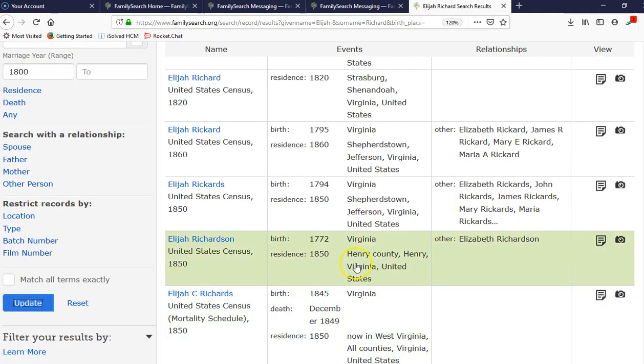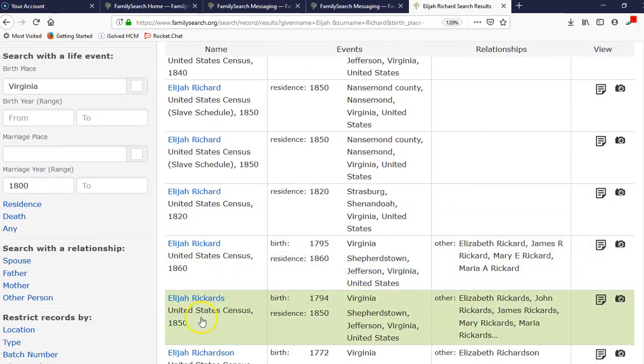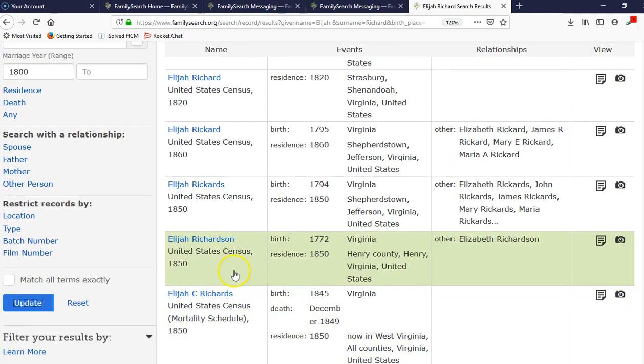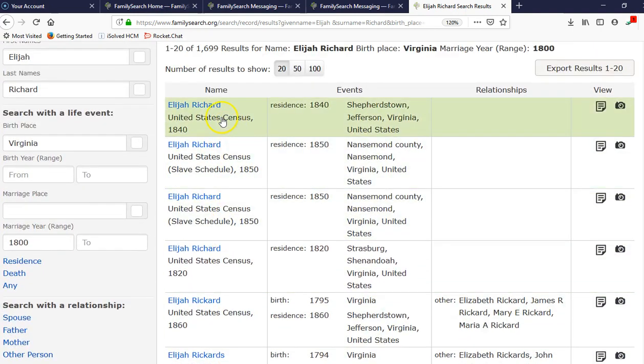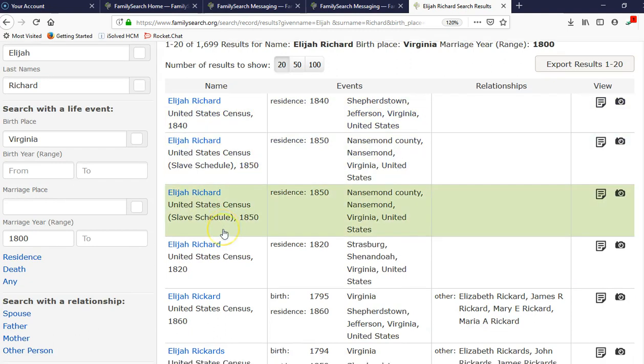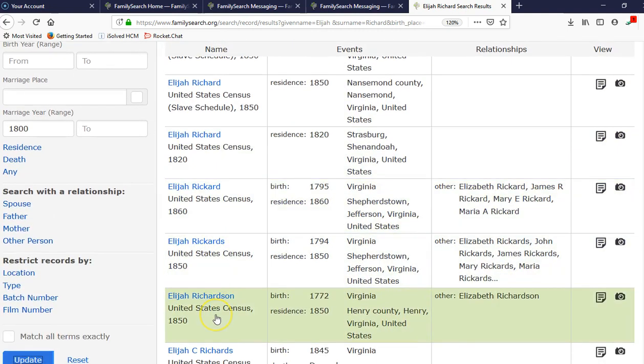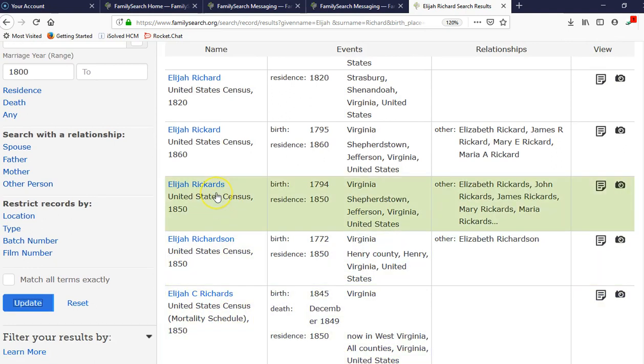And you'll find Richardsons are coming up a lot. You'll find different spellings, Rickards. So Elijah Rickards, birth in 1794 in Virginia. This is that same guy in the 1840 census. This is him. But look, first up here, his name is Elijah Richard. But then down in the 1850 census, they've got him as Elijah Rickards. So like I said, they can change. It just depends on the enumerator and what they see, what they think they heard.